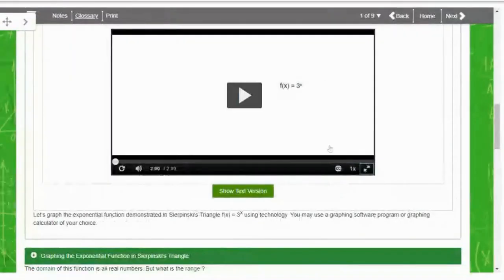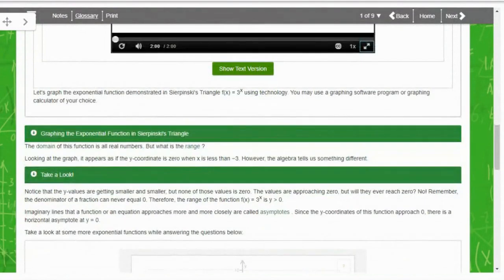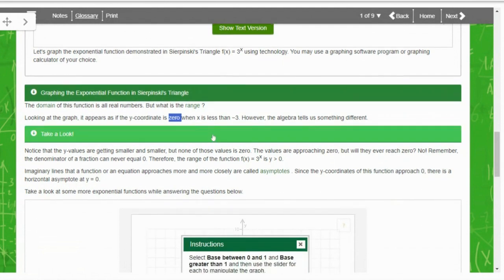All right, so you can see how that actually does illustrate this exponential equation 3 to the x power, and that's related to Sierpinski's triangle. So it says if you graph the exponential function in Sierpinski's triangle, the domain is all real numbers, but what is the range, right? Which is the group of numbers that can be produced from all the domain. So if you look at the graph, it appears as if the y-coordinate is 0 when x is less than -3, but algebra tells us something different.